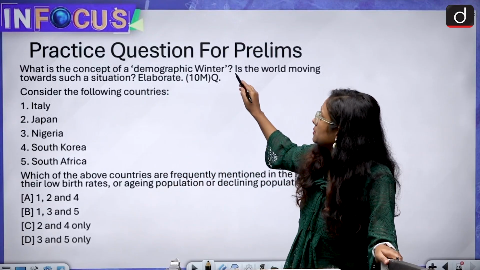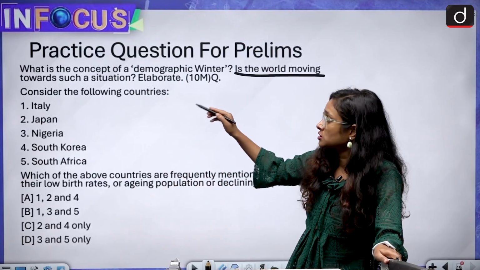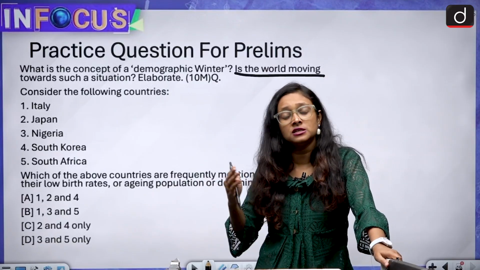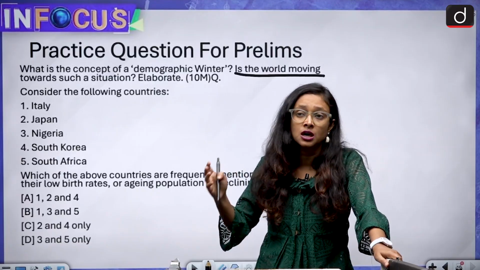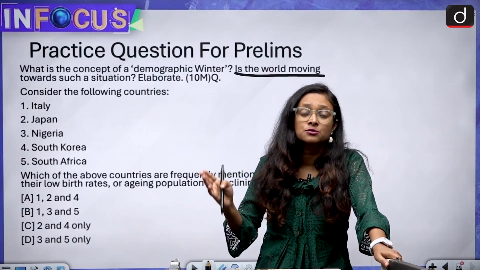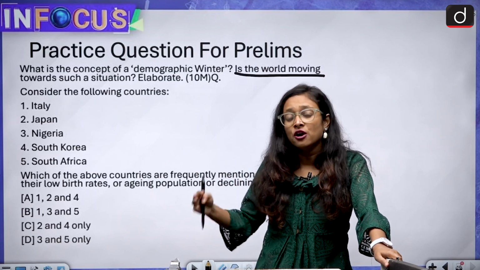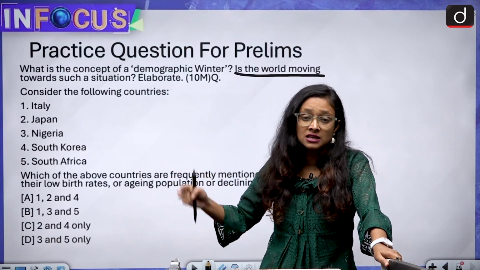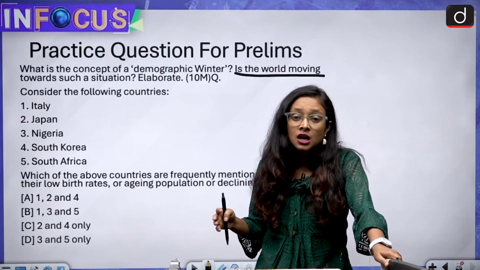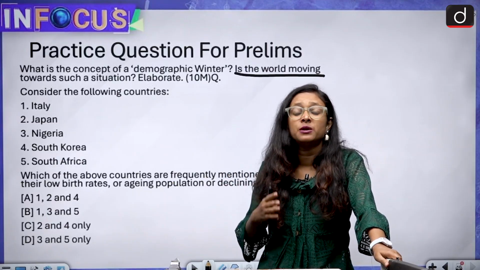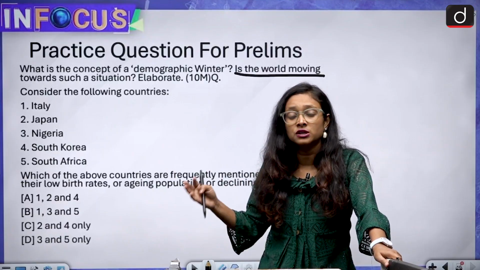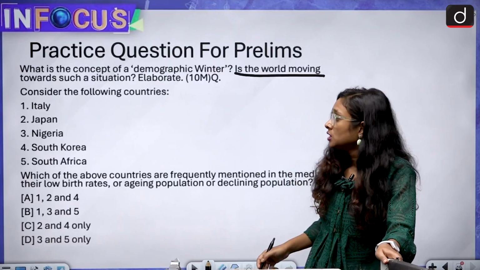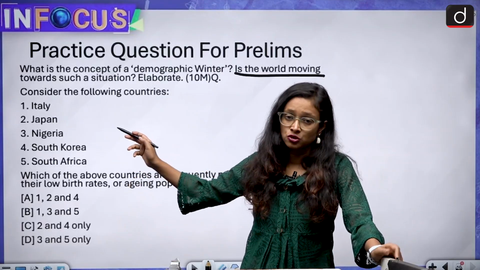Also there is a second part: is the world moving towards such a situation? Yes. If we see the data of East Asia, and the data of European countries, the world is moving in that direction. However, you can also suggest some better examples like India, where there is still better hope. We have to provide better family-friendly policies so that we do not reach this kind of demographic winter situation.